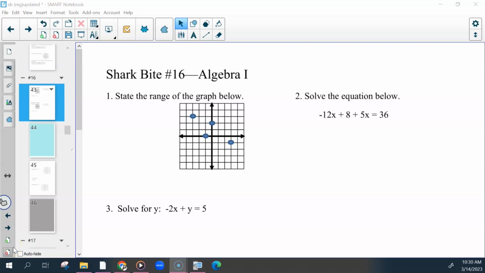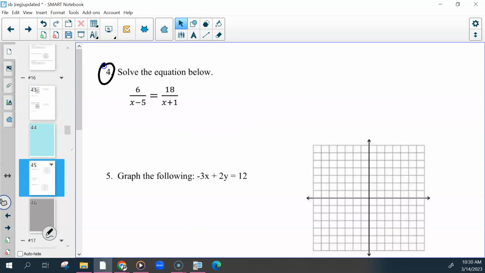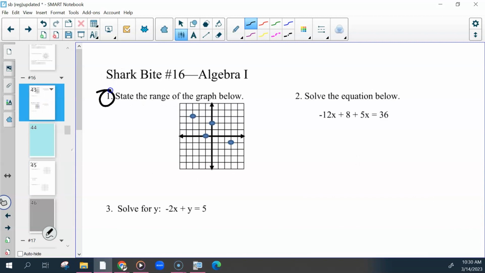So on the shark bite, which ones do we have questions on, want to see, go over, anything like that? Number 4, okay. Any other? 1. Alright, so let's do number 1 first.